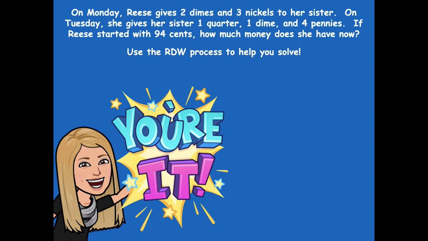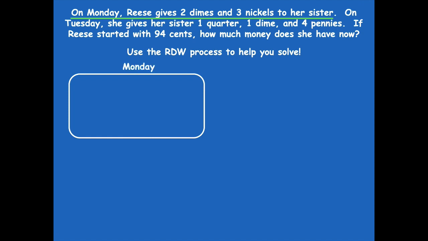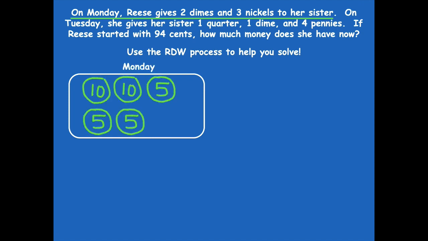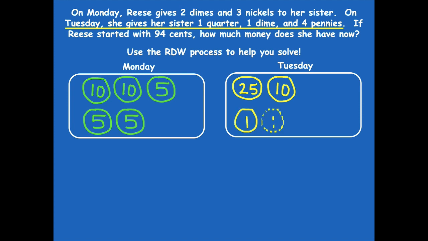All right, friends, pause if you need more time. All right, so on Monday, Reese gives 2 dimes and 3 nickels to her sister. So I'm going to just draw that part out first. So here's Monday. I'm going to draw 2 dimes and 3 nickels. My next part of the problem says Tuesday, she gives her sister 1 quarter, 1 dime, and 4 pennies. So I'm going to draw out Tuesday's coins. So there's a quarter, 1 dime, and 4 pennies. Okay, so the next question says, if Reese started with 94 cents, how much money does she have now?